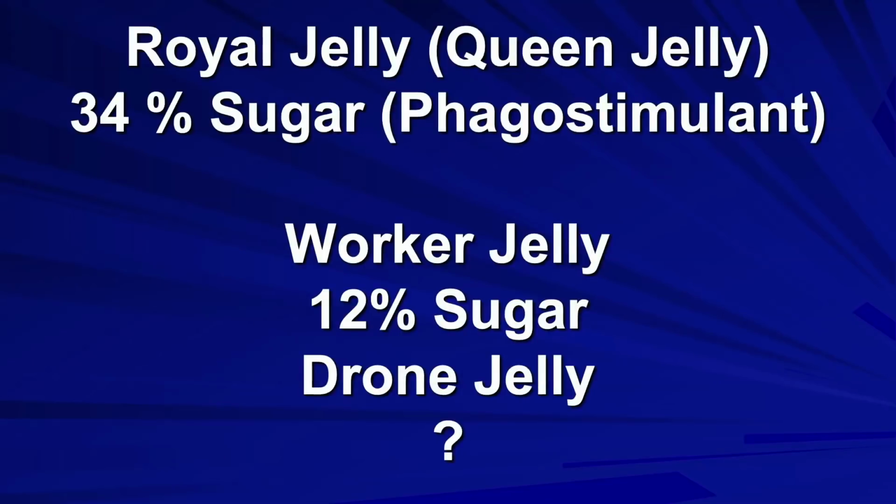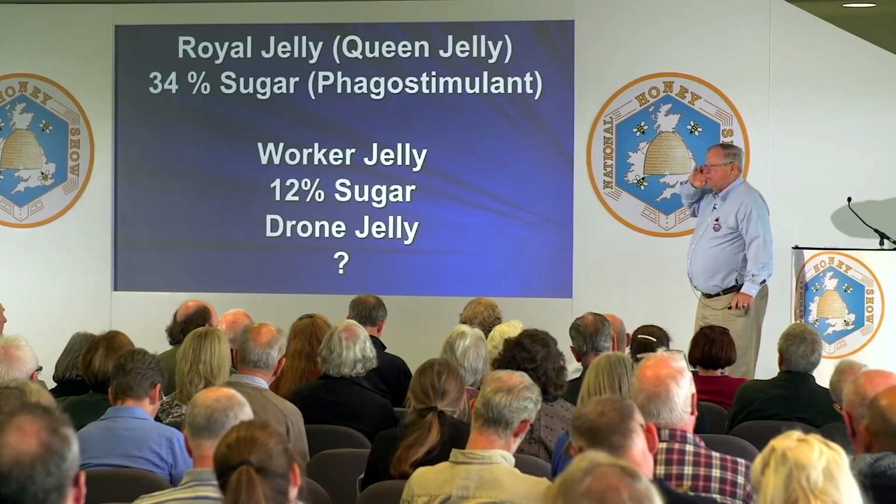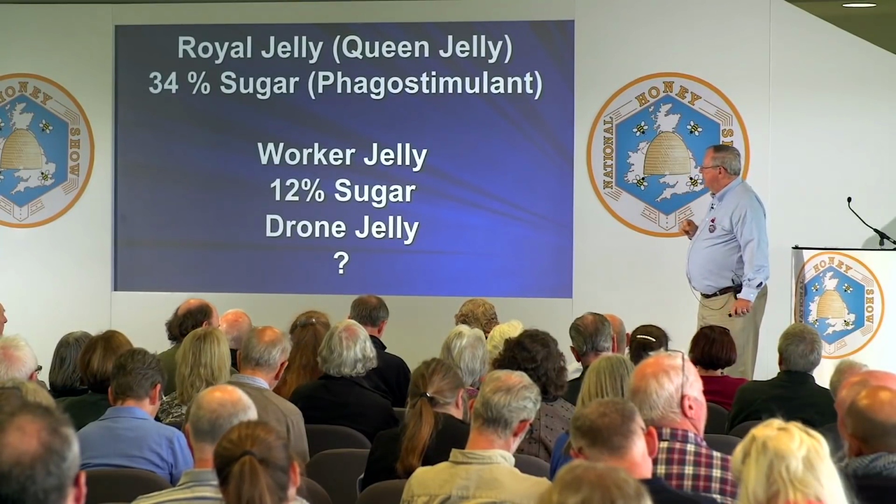Royal jelly or queen jelly is 34% sugar. Worker jelly is only 12% sugar. Drone jelly, we don't know exactly what it is. Some of the work that's been done has been inconclusive, and so we don't know for sure. The differences in sugar, as we indicated to you, jelly is involved in caste formation. And the primary difference has to do with the sugar composition of the jelly that's being fed to either the worker larvae or to queen larvae.